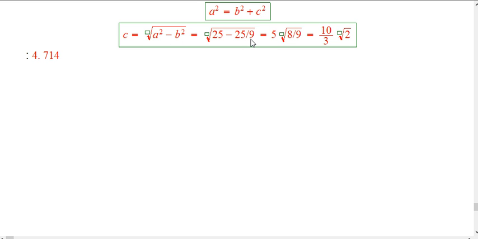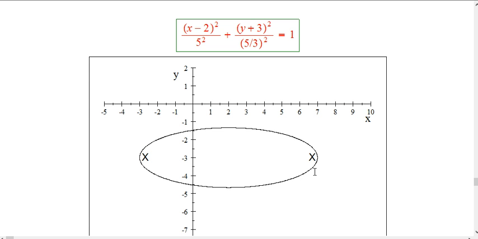I plugged them in, took out a common factor of 25, square rooted it, and did a little cleanup. Then I asked the computer how big that is: about 4.7, because that helped me plot it. It's really close to the vertices. When you've got an ellipse that's relatively long and skinny, a high eccentricity, the foci are going to be quite close to the vertices. I am always a little surprised at how far you have to push the focus out to get it to be really significantly long and skinny.